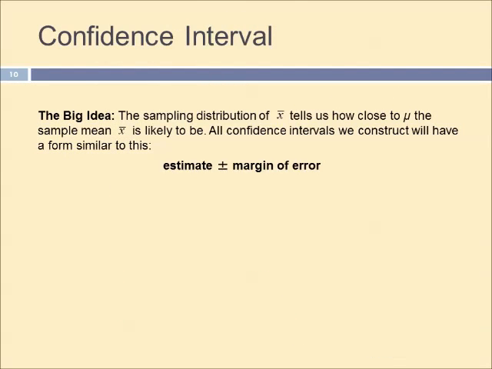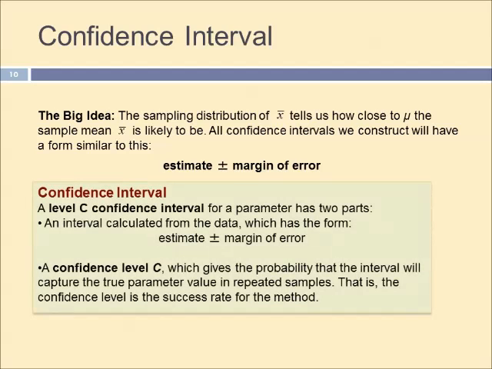So here's the big idea. The sampling distribution of x bar tells us how close to the population value the sample mean x bar is likely to be. All confidence intervals we construct will have a form similar to this one, an estimate plus and minus some margin of error. We call it a confidence interval. This is constructing a confidence interval.